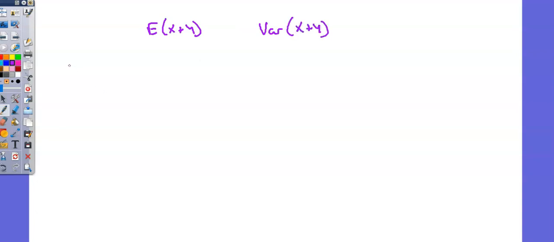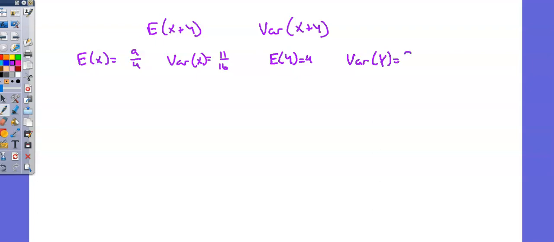And first I'm going to note from previous calculations individual expectation and variance, and then we'll reference back to these in a moment. Expectation of x is 9 over 4. Variance of x is 11 over 16. Expectation of y is 4. And variance of y is 8 over 3.